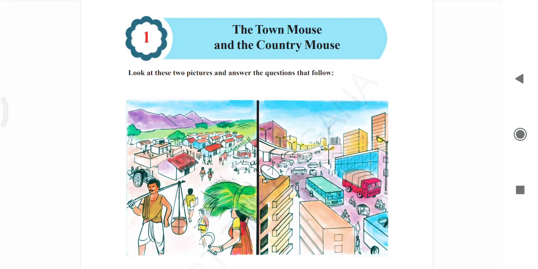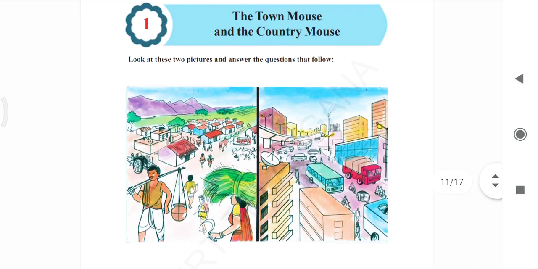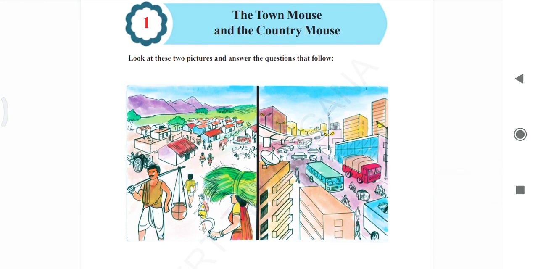Look at these two pictures and answer the questions that follow. Look at the differences between these two pictures. On the left side we see a village atmosphere. On the right side we can see a city atmosphere with a lot of vehicles, buildings, factories, electrical poles, lights, communication and all. On the left side we can see a village with bulls, animals, farming, women carrying bundles of grass, bullock carts, small houses. The construction of the houses also is not proper.